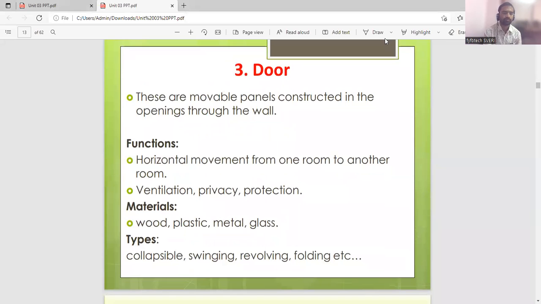Next, door. Next, third one is door. These are movable panels constructed in the openings through the wall.